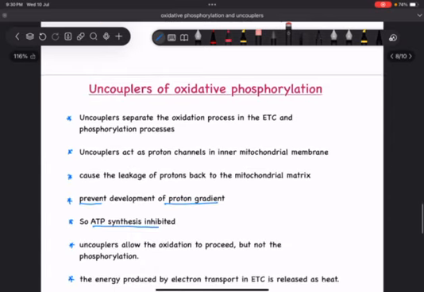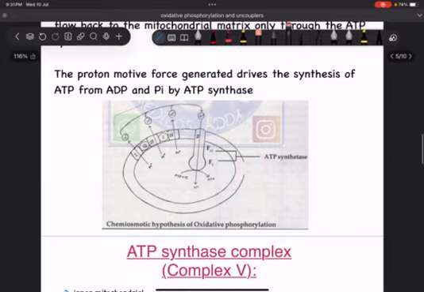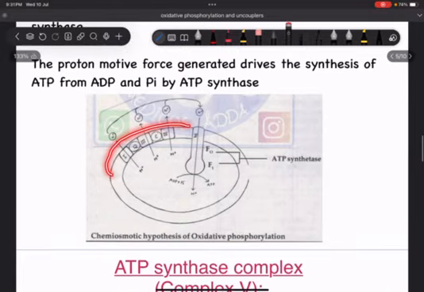Now we can look at the next topic, the uncouplers of oxidative phosphorylation. Why the term uncouplers? Because it doesn't couple, which means it separates. Uncoupling means separating. So it separates the two processes, the oxidation process in the ETC and the phosphorylation process. The uncouplers act as a proton channel in the inner mitochondrial membrane.